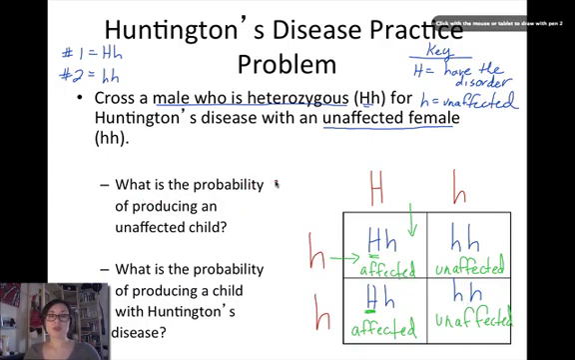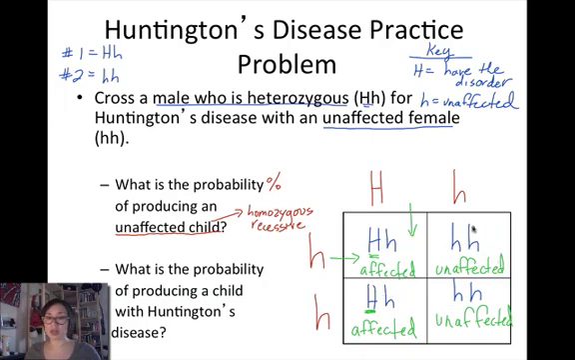The first question asks, what is the probability, and again, probability means percentage, of producing an unaffected child? The only way to be unaffected when we're talking about a dominant disorder is to be homozygous recessive. So we're going to quickly look through our Punnett square. Do we see any homozygous recessive genotypes? I do. I look here. This is homozygous recessive. This is also, so I have two quadrants. Each one represents 25%, so it's going to be a total of 50%. So these two parents have the option, if they have children, there's a 50% likelihood that their children will be unaffected, will not have the disease.